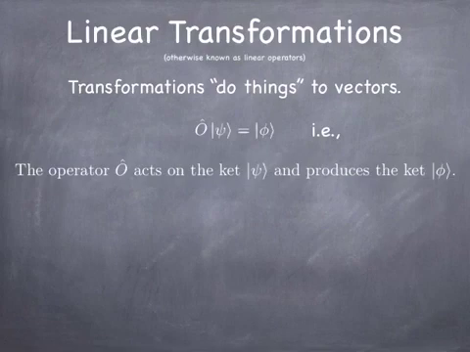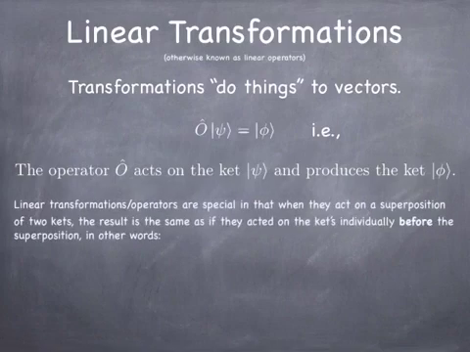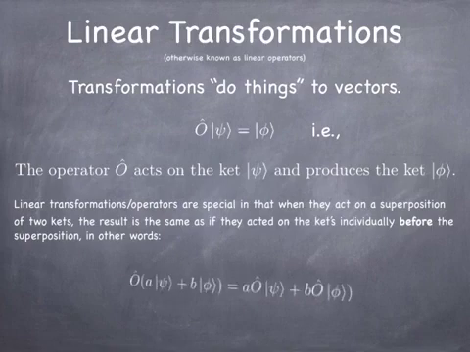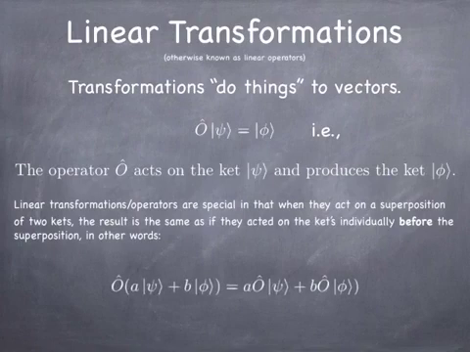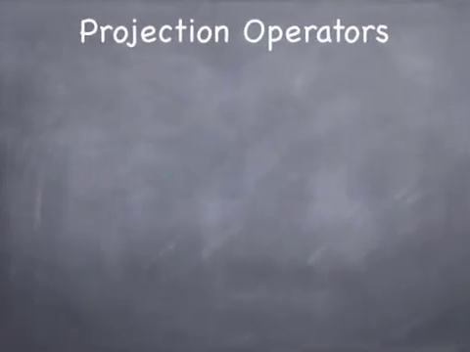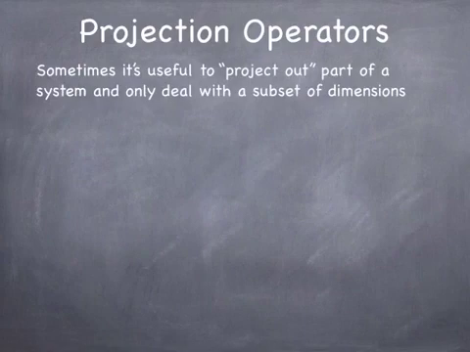So linear transformations are special in that they act on a superposition of two kets. The result is the same as if you acted on the individual kets and then added them together. So in other words, if you have an operator O acting on a superposition, A psi plus B phi, that's the same as A times the operator acting on psi plus B times the operator acting on phi. So that's what we mean by a linear operator.